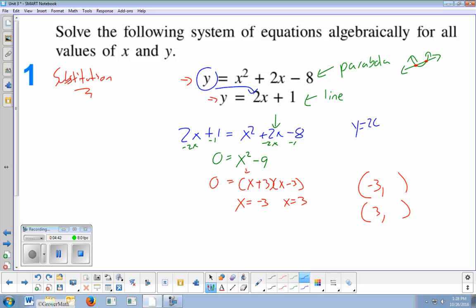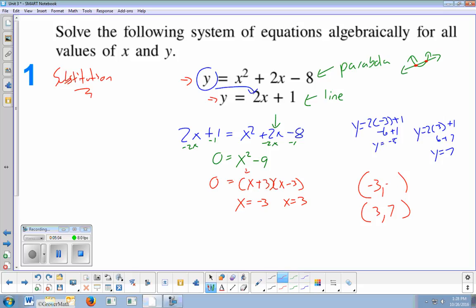So y equals 2 times negative 3 plus 1, and y equals 2 times positive 3 plus 1. Oh, that's 6 plus 1. We get y equals 7. So when I plug in a 3, I get a 7. And when I plug in a negative 3, that's negative 6 plus 1, which is negative 5. So y equals negative 5.